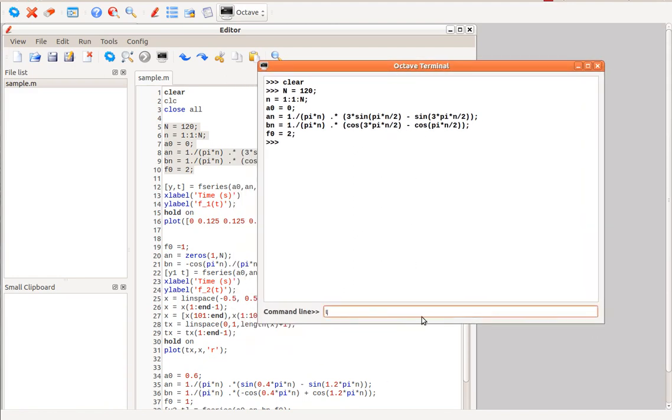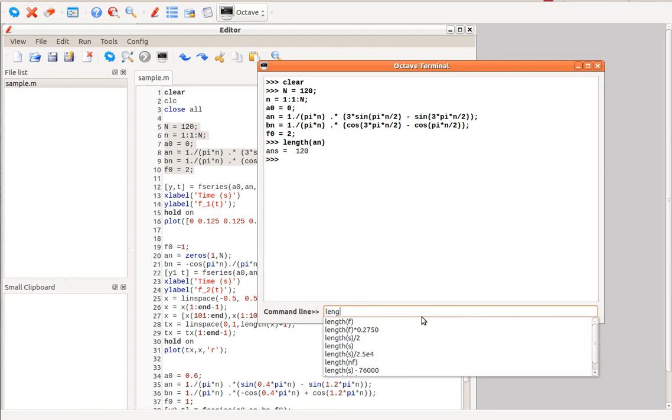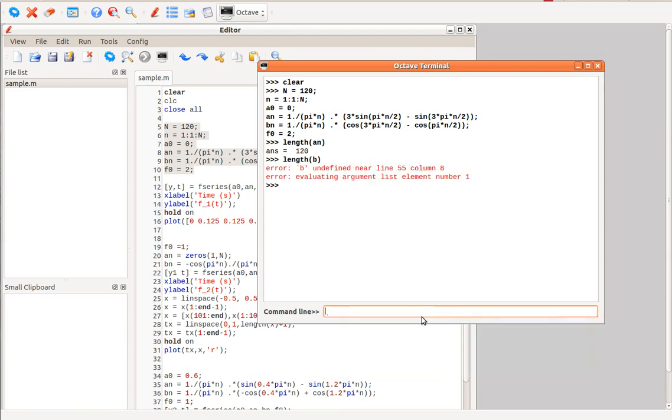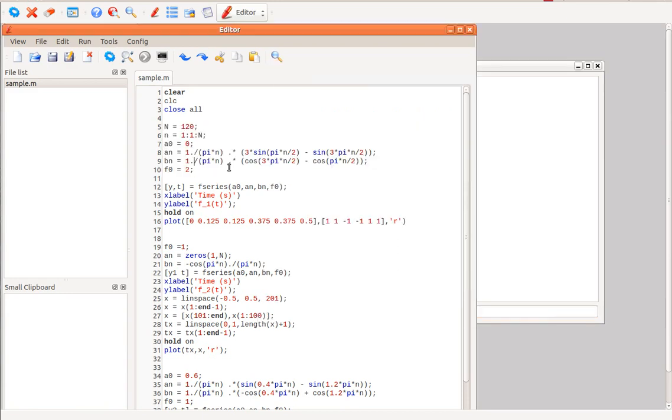Let's have a look at the length of an. As I said, it's 120 coefficients. Length of bn is also 120 coefficients. Now the program will only work if an and bn are of the same length. Here I basically just coded the functions in, but you will notice if you were to pick some values from this bn vector, they will all be 0.